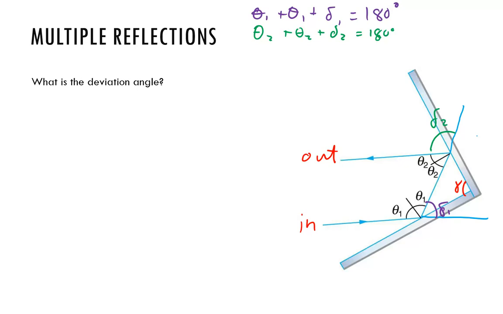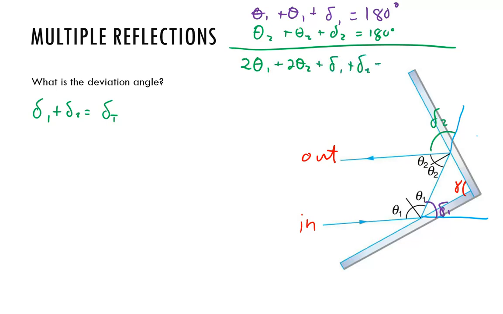Now I'm trying to find the total deviation, and so my total deviation is deviation 1 plus deviation 2. So I'm going to take the two equations that I just got and add them up. Actually, I'm going to erase this and move it somewhere else so I can add them without a problem. So if I add these up, 2 theta 1 plus 2 theta 2 plus deviation 1 plus deviation 2 equals 360 degrees. Or simplifying this a little, 2 times theta 1 plus theta 2 plus the total deviation is equal to 360 degrees.